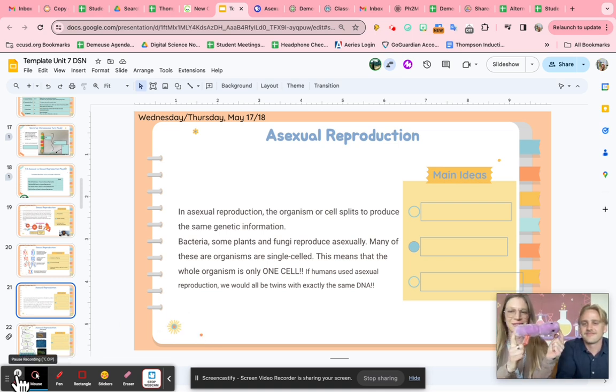This is a bacteria and it is single-celled. Isn't it cute? This bacteria is in your yogurt.